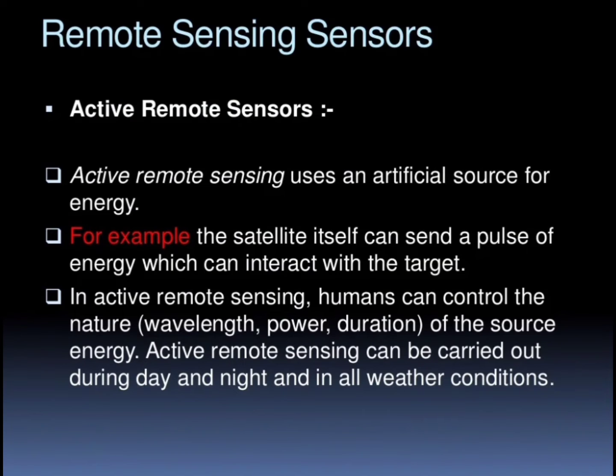In remote sensing, there are two types of sensors. The first one is active remote sensing. Active remote sensing uses an artificial source of energy. For example, the satellite itself can send a pulse of energy which interacts with the target. In active remote sensing, humans can control the nature of the source energy, like wavelength, power and duration. Active remote sensing can be carried out during day and night and in all weather conditions also.